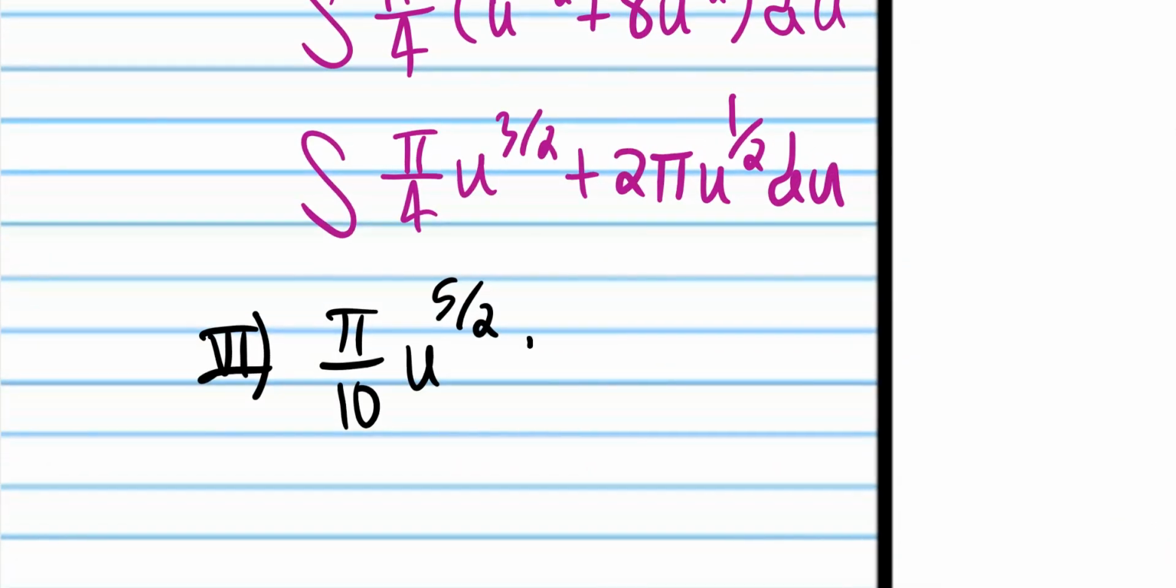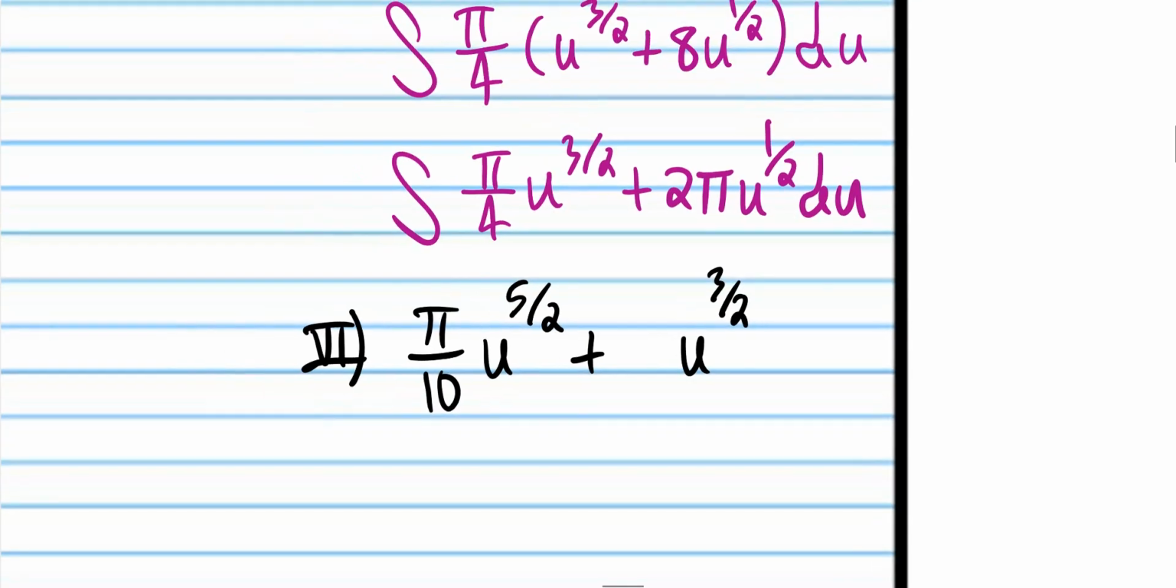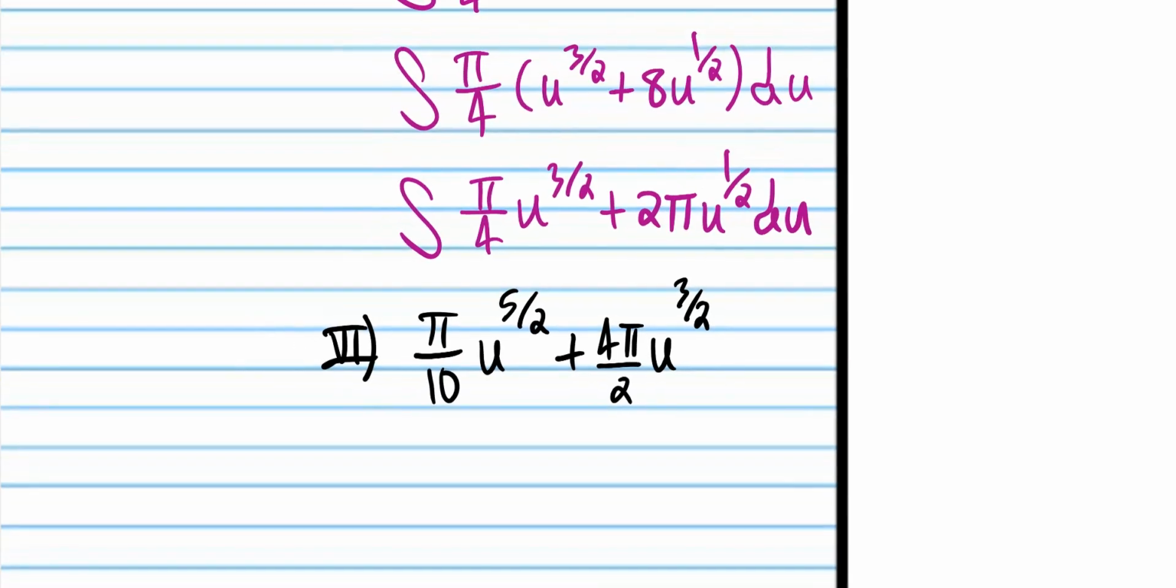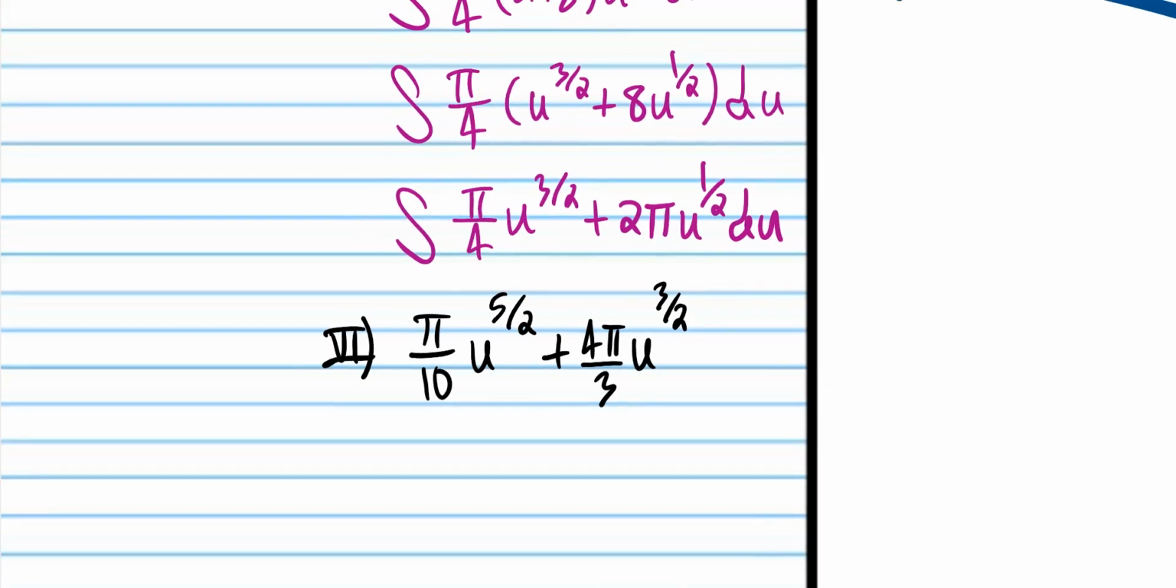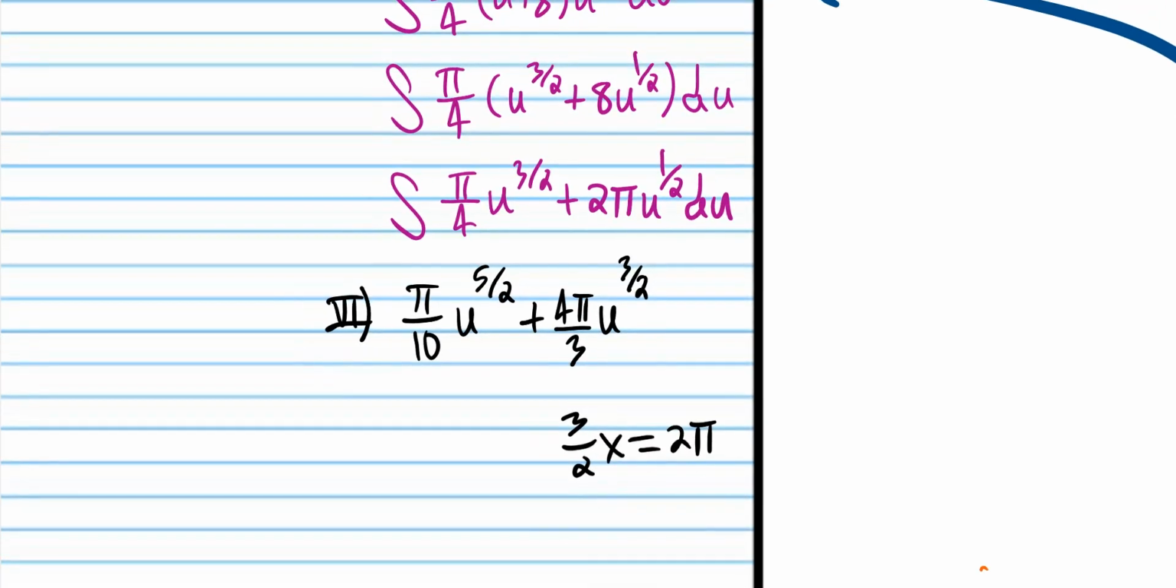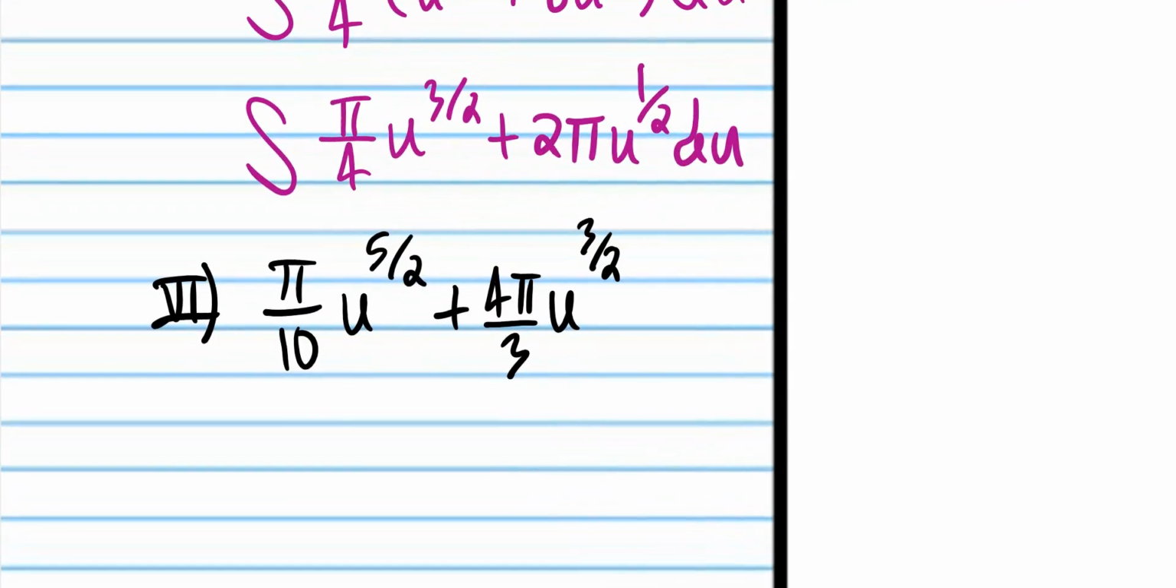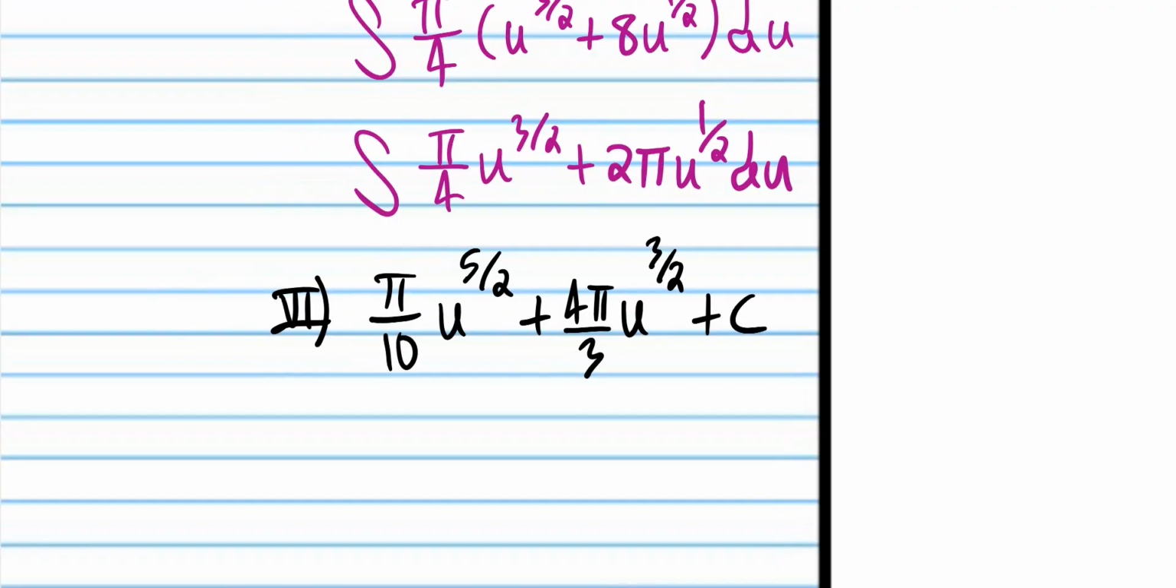So we have our term there, and then we're going to add 1 again, and we'll have 3/2 to the power. And looks like we're going to have 4 pi over 3. So again, when we find the derivative, we're going to multiply 3/2 into something to give us 2 pi. And that should be 4 pi over 3 for x. And of course we have to add our c value.